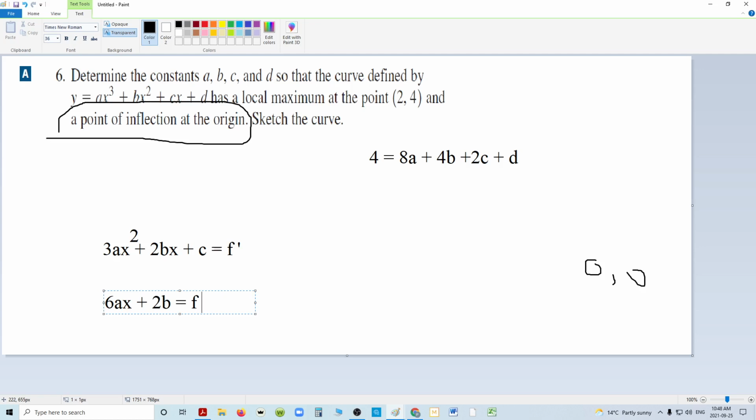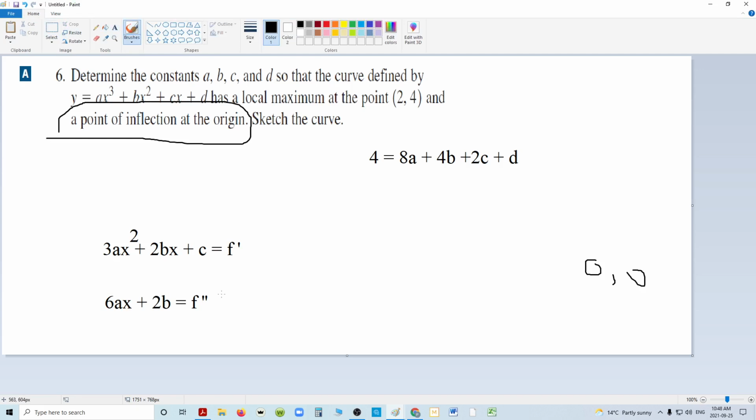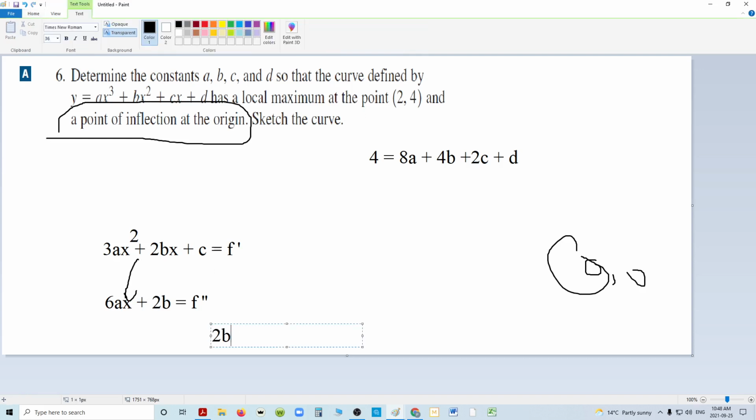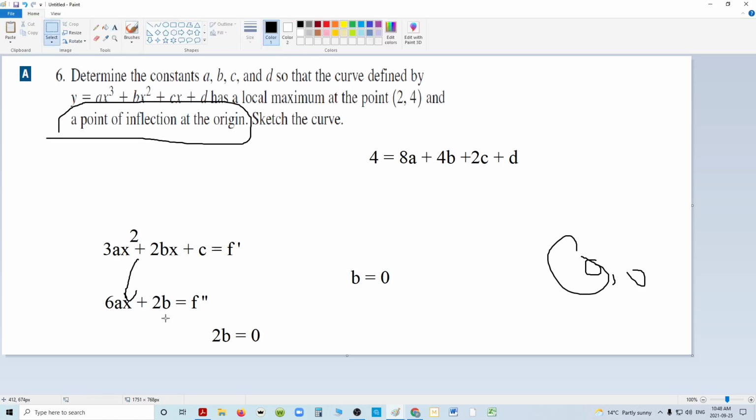And that means x is going to be 0. This whole thing is going to be equal to 0 when x is equal to 0. That's what a point of inflection is. The double derivative is equal to 0. And we happen to know the x value when that happens is at origin, which is (0, 0). So that means the x is going to be 0, so this will disappear. So we're left with, for that, 2b is equal to 0, which means b is equal to 0. So right there we have a value. b is equal to 0. We got that from the second derivative.